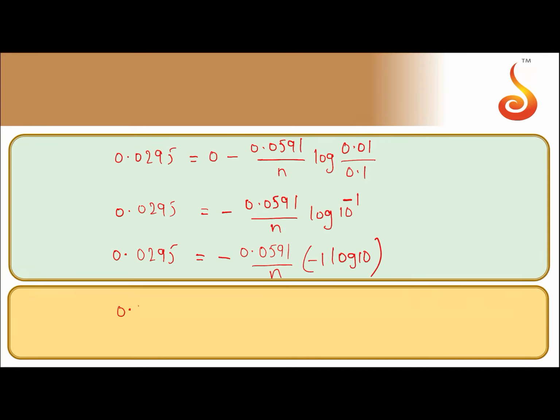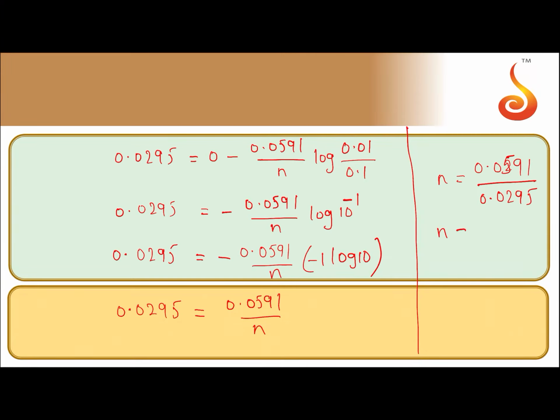So 0.0295 is equal to 0.0591 by N. From this, N is equal to 0.0591 by 0.0295. N is equal to, will get 2. So charge on mercury ion is +2.